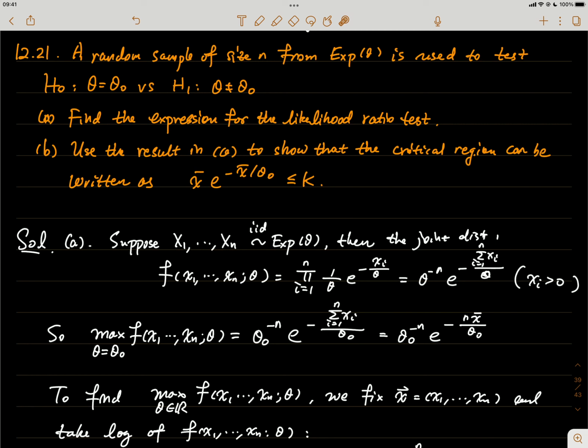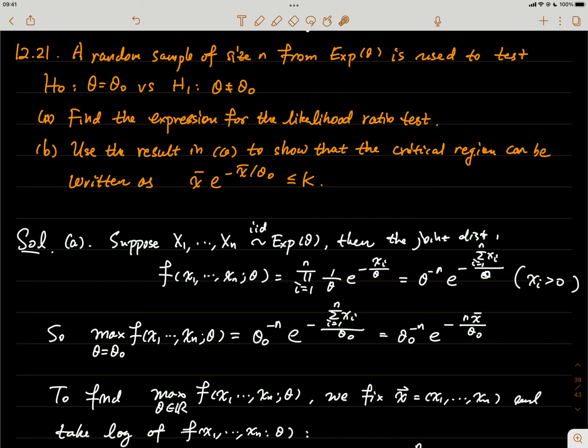12.21. Suppose we have a random sample of size n from an exponential distribution with theta as a parameter. Then we want to test the null hypothesis theta equals theta 0 versus the alternative hypothesis that theta is not equal to theta 0. We want to find the expression for the likelihood ratio test. The second part is that we use the result in part A to show that the critical region can be written in a simple form.